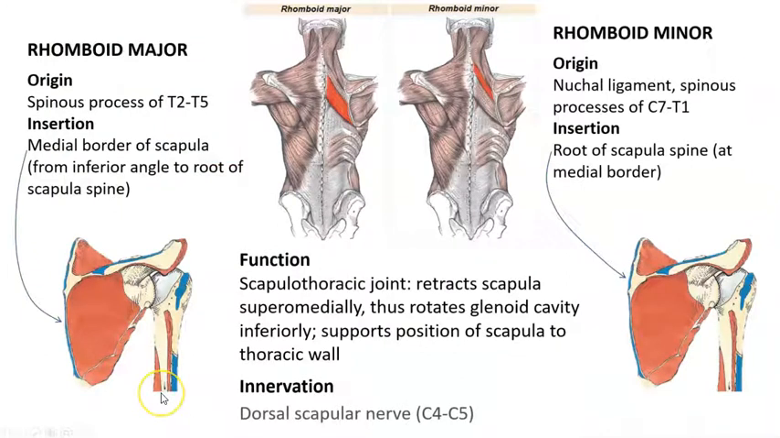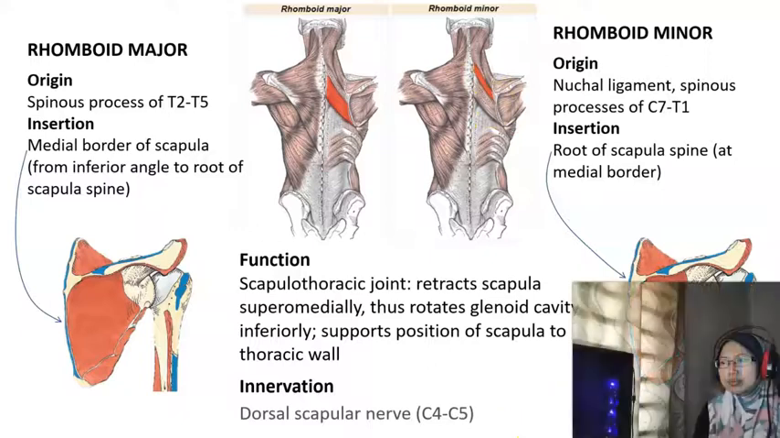Okay, next, rhomboid major and rhomboid minor. So basically it is more or less the same area. Major originates from the spinous process of T2 to T5, and is inserted to the medial border of the scapula. Rhomboid minor is from the nuchal ligament, in the picture previously. Still remember the nuchal ligament here, and the spinous process from C7 to T1, and is also inserted to the medial border of the scapula.